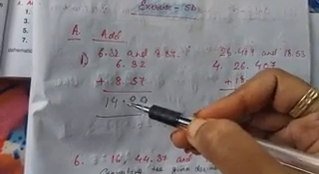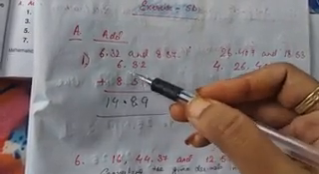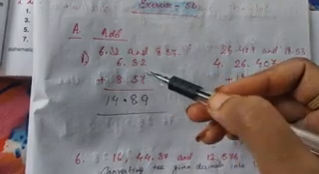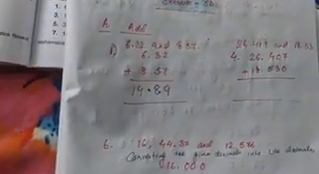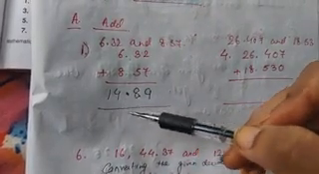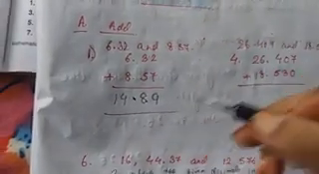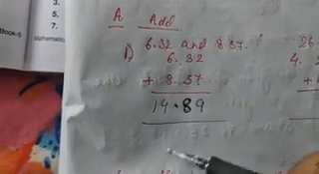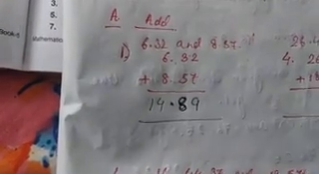Then, we have to put the decimal. And 8 plus 6 is 14. So the number is 14.89.